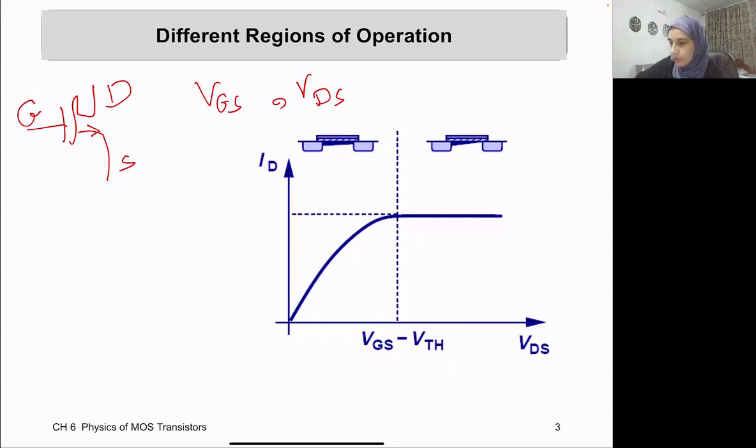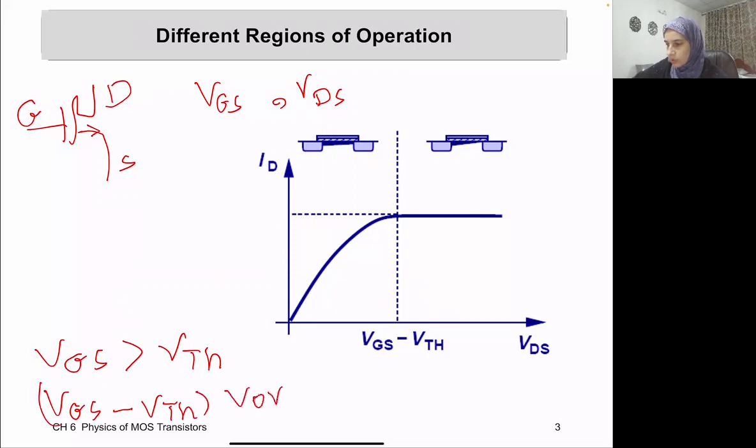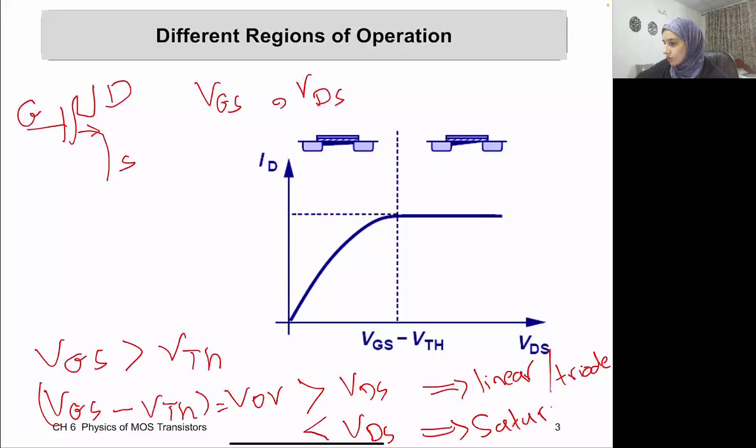First, VGS has to be greater than V threshold in order for the transistor to turn on. Now, VGS minus V threshold, this difference, we normally call the overdrive voltage. If this is greater than VDS, then we are in the linear region, or sometimes we call it the triode region. If this is less than VDS, or VDS is greater than this overdrive voltage, then we are operating in the saturation region.